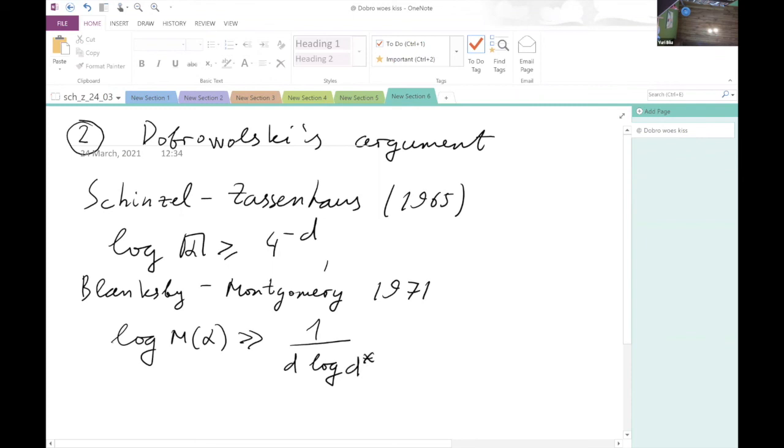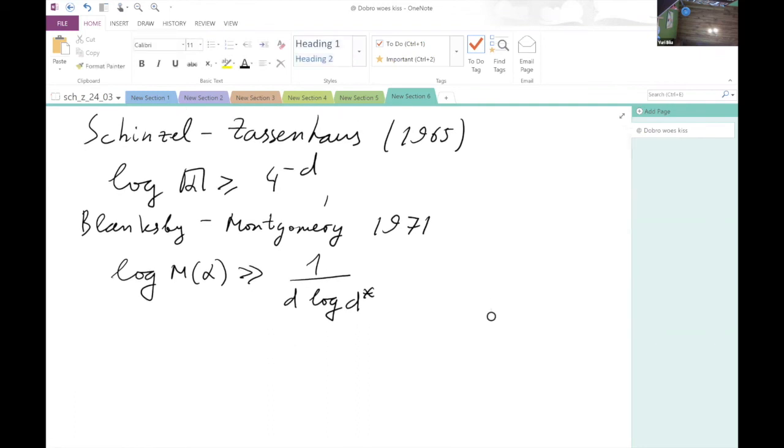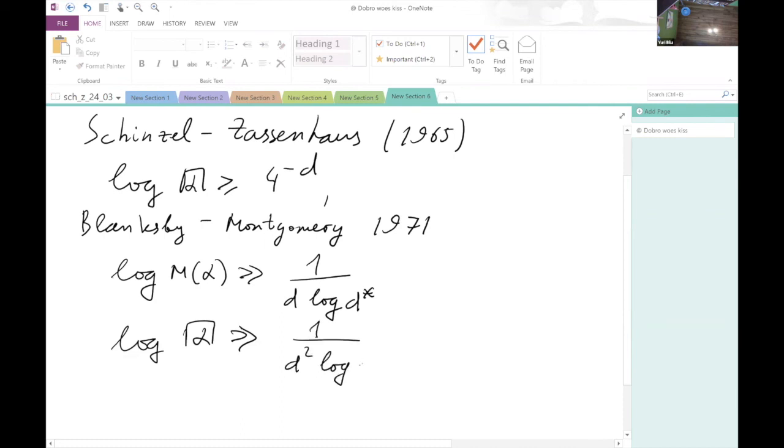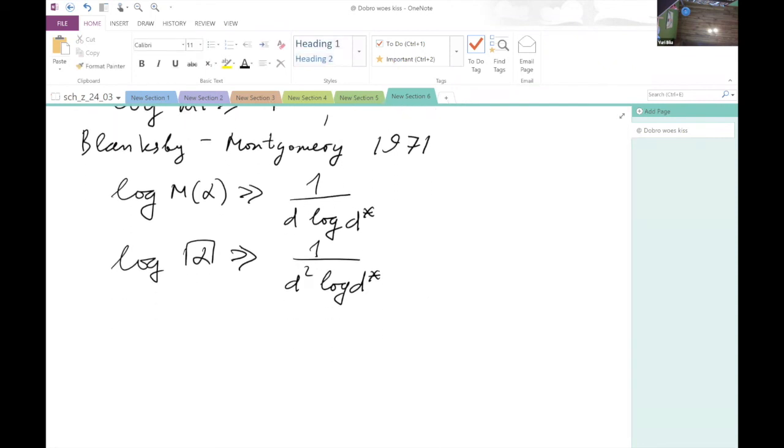It was quite decent. Some constant is hidden here. And this implies, of course, that for the house, same but with d squared. And there was further work, for instance, by Kemp Stewart in '78, I believe.